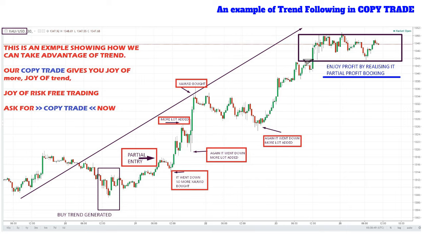And from that, as you can see, it is going to touch our target, that is 1352 or 1350. So we will book our profit, our partial profit booking or full profit booking, as per the client contracts. So from 1307 to 1352, this is called the trend.